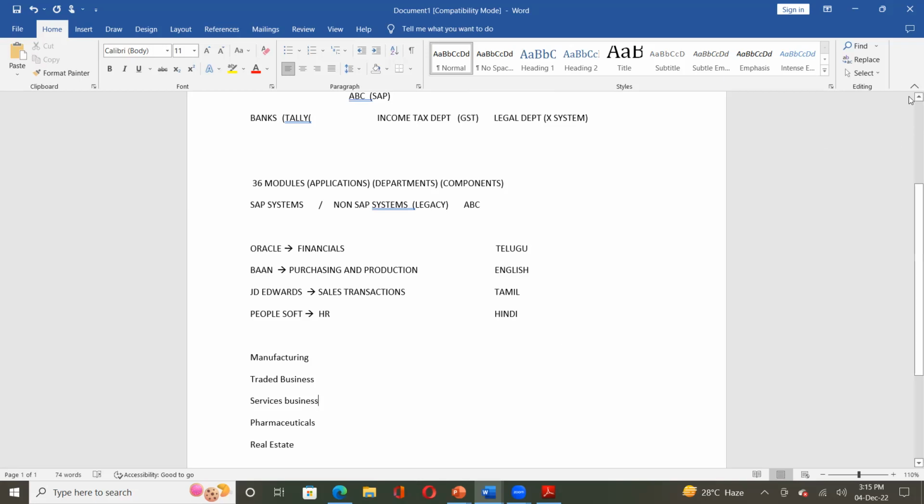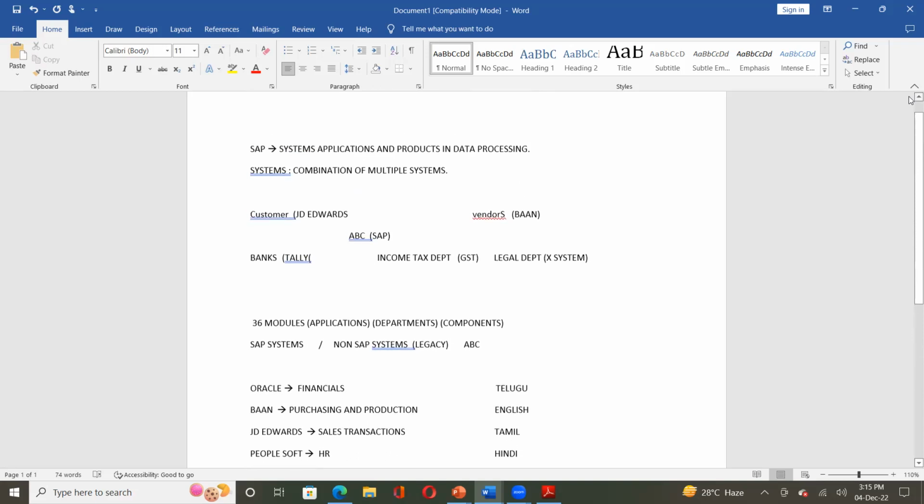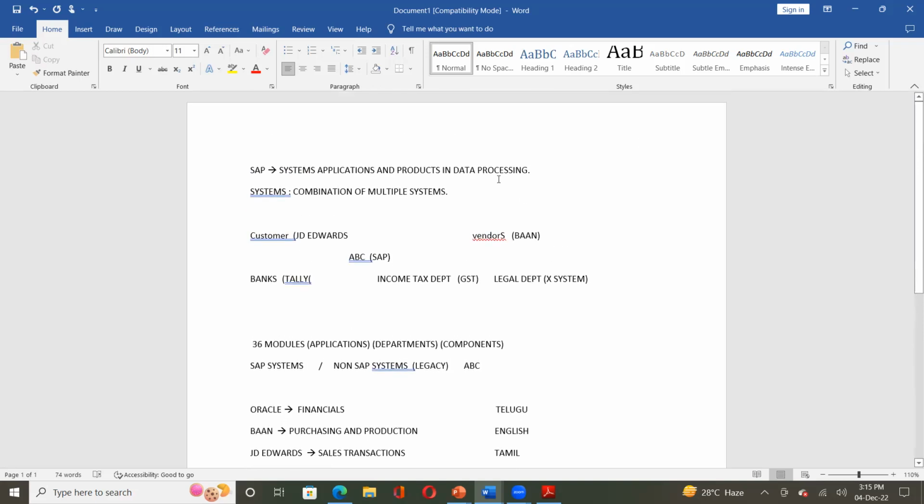SAP: Systems, Applications, and Products in data processing. In data processing, what does the data mean? As I said, whatever data is received from different systems, data is nothing but raw information. We can't come to a conclusion by looking at that.